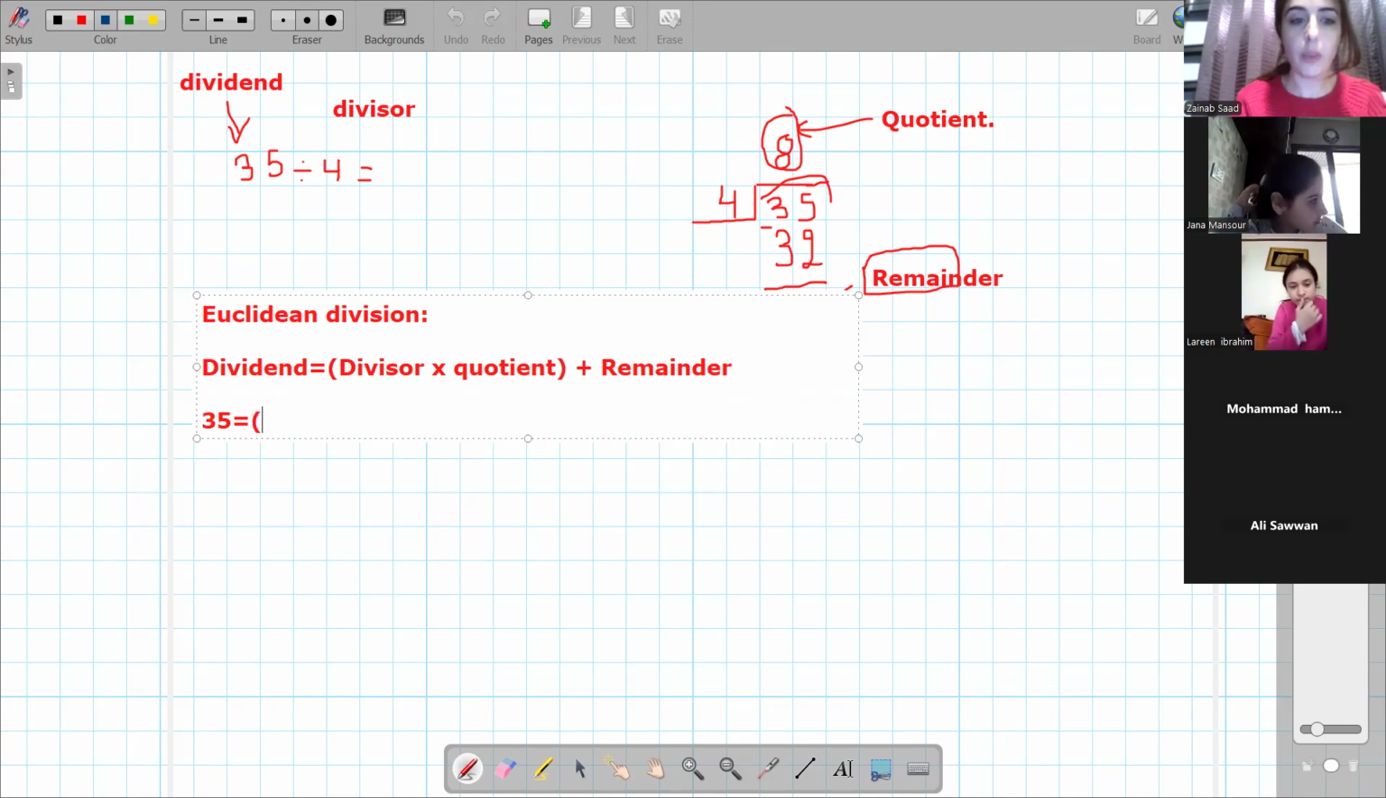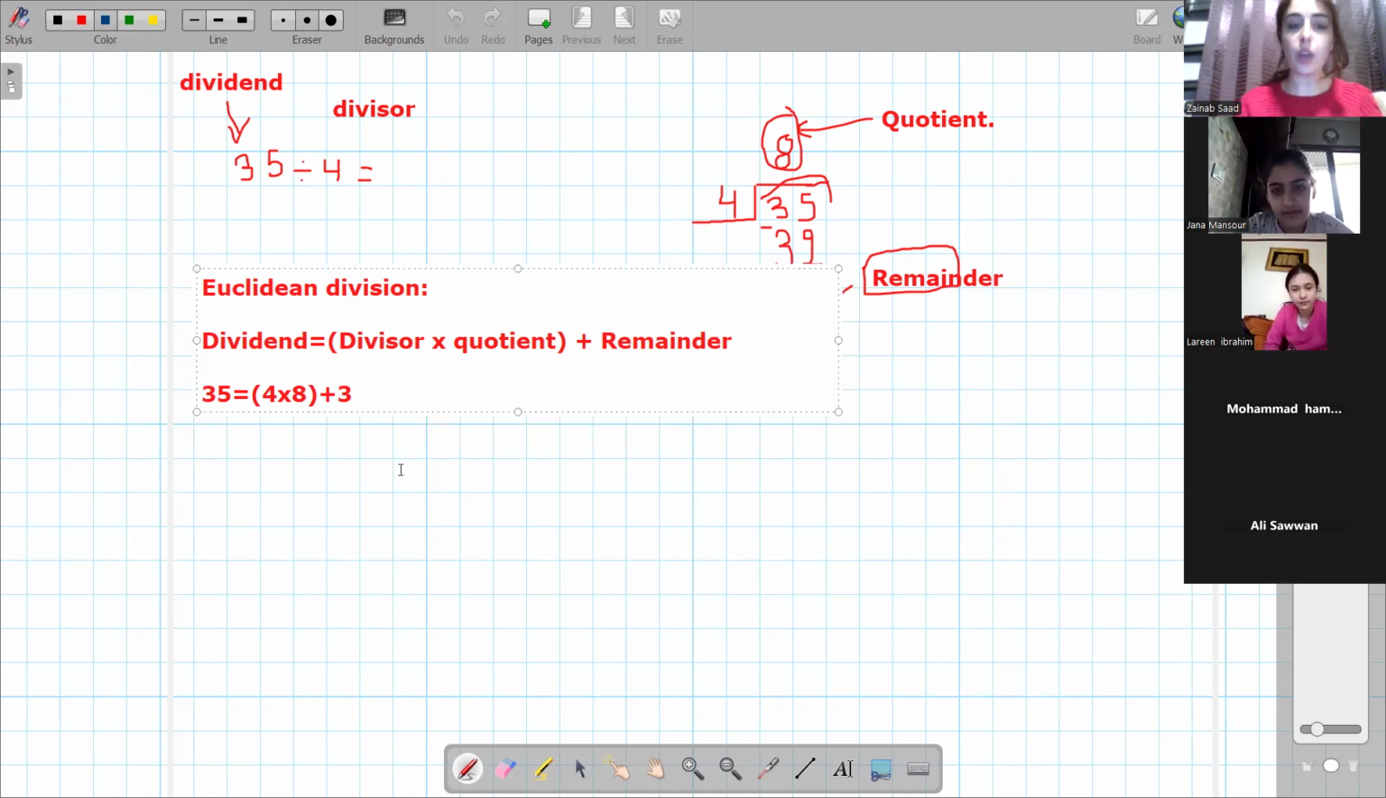It's equal. We open the brackets. Divisor times quotient. Which one is the divisor? I'm dividing 35 by what? 4. Bravo. So the divisor is 4. 4 times the quotient. Which one is the quotient? 8. Bravo. And we close the brackets. Plus the remainder. Which one is the remainder here? 3. Bravo. So here we write the 3. So from the division, we can conclude the Euclidean division.